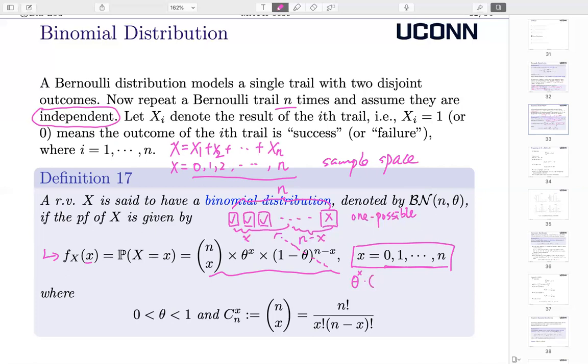For the same reason, I have n minus x failure events, and I do the same thing. The probability of a failure event is 1 minus theta. There are n minus x failure events, so I raise the power to n minus x. So this is the probability for one possible scenario. The next question is, how many scenarios do I have for x success events? I say this is selecting x out of n.